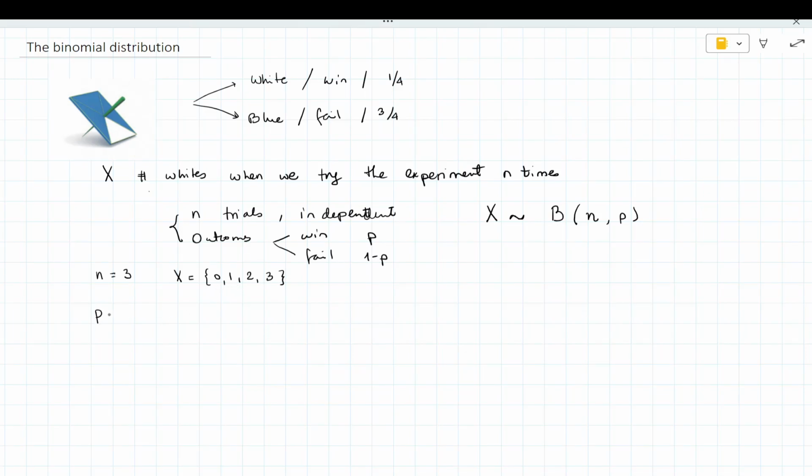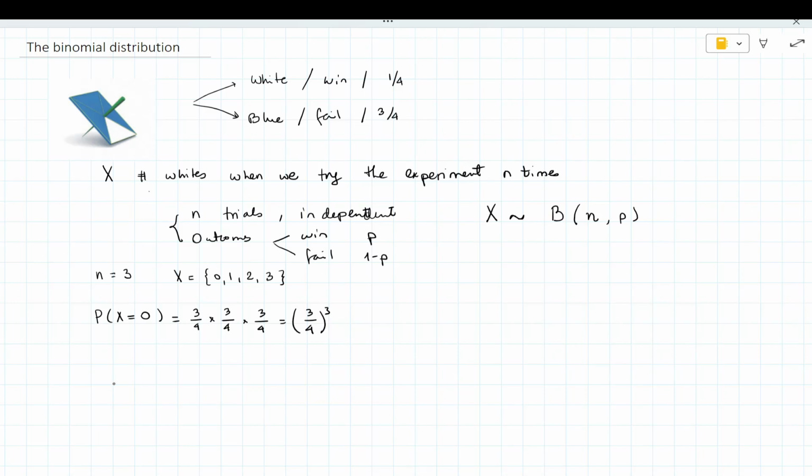So what is the probability that x takes the value 0? Well, what do we need to happen for x to take the value 0? For x to take the value 0, it means that each time that we spin, we get a blue. So that means we spin once, and with probability 3/4 we get a blue, and we spin again, and with probability 3/4 we get a blue, and then we spin again, and with probability 3/4 we get a blue. So this will be 3/4 to the power of 3.